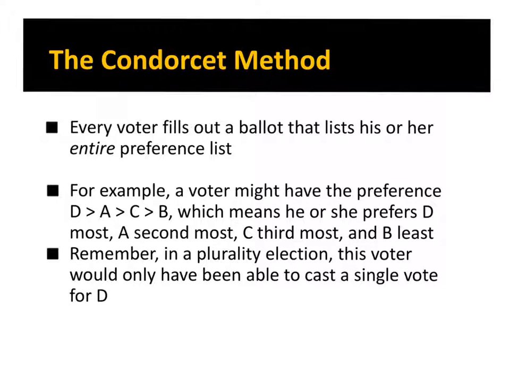Remember, in a plurality election, this voter would only have been able to cast a single vote. Now, in the Condorcet method, what we're going to do is pairwise comparison. We're going to go head-to-head with two candidates at a time using their preferences.